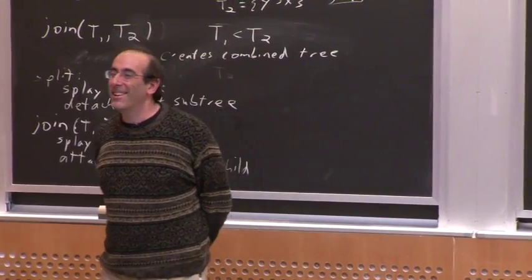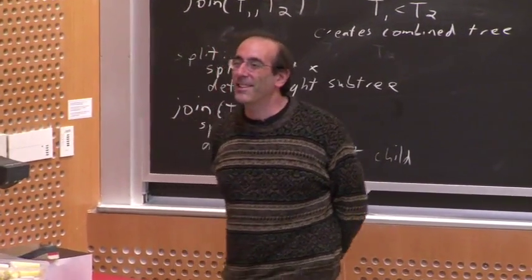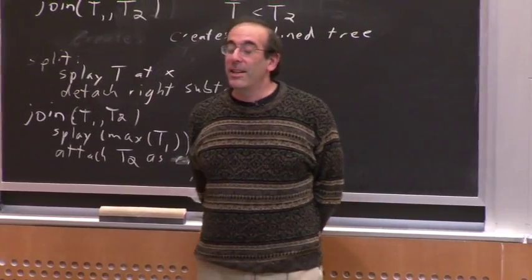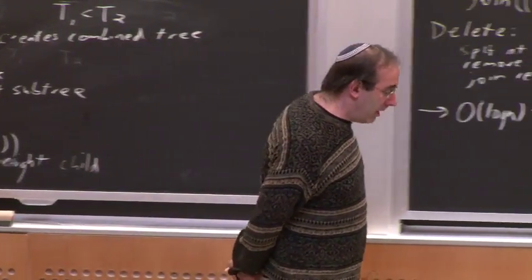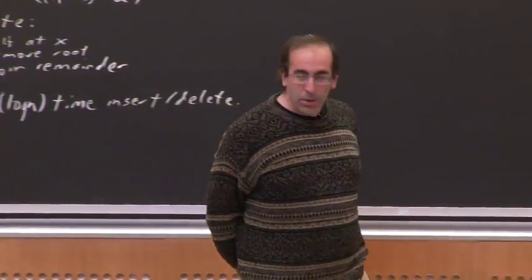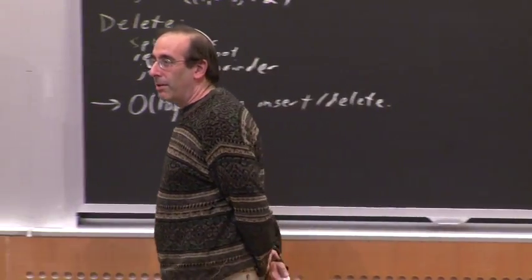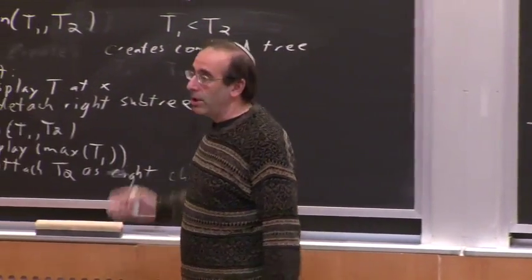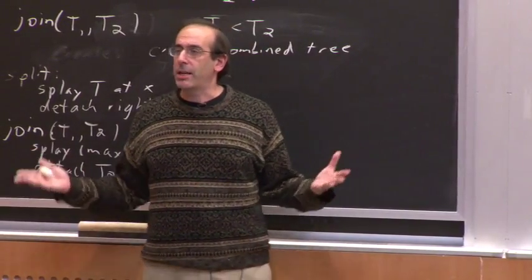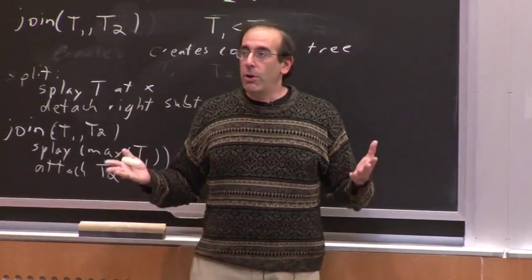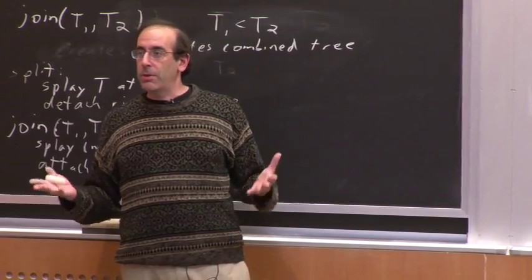When we split at x, doesn't that mean that x is already part of T? Ah, that's a fair question. So what if you split at a node that is not in the tree? Well, according to this definition, you'll just end up with two trees, neither of which contains x, right? And of course, you have to splay the proper thing, right? So what do you splay?